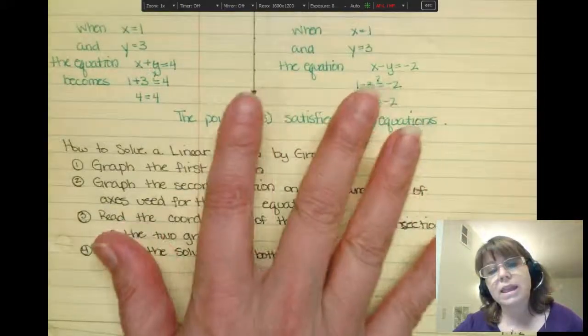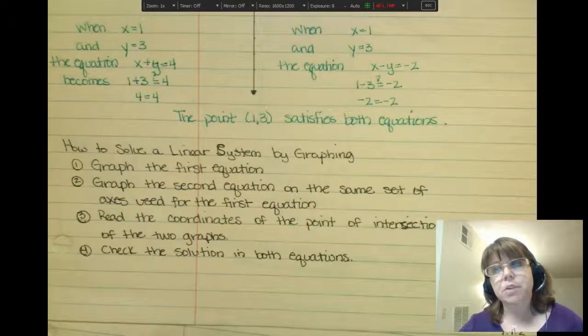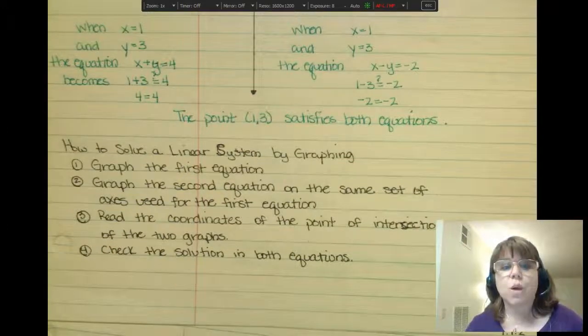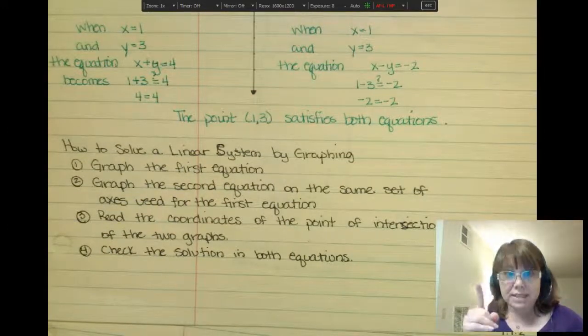So there's a way that we can solve linear systems by graphing. The first step, graph the first equation.